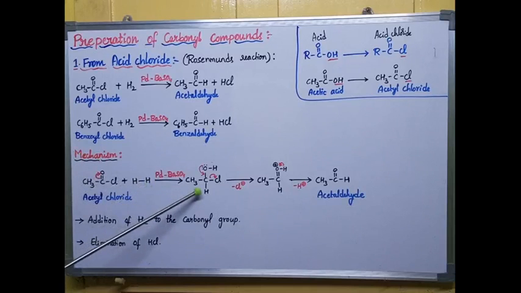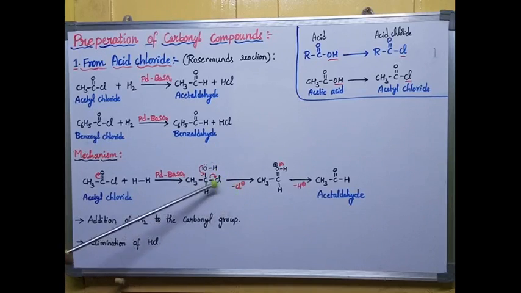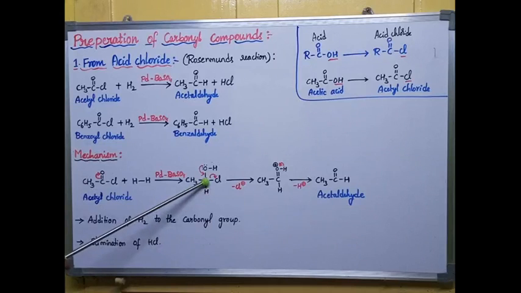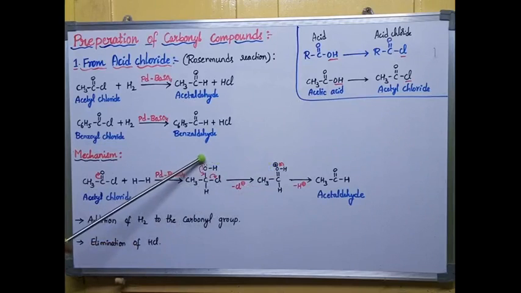In the next step, I'll remove this Cl in the form of a negative charge. Being electronegative, it attracts electrons towards itself and gets the negative charge, and this carbon gets the positive charge. This oxygen has lone pairs, so it donates electrons to this carbon and produces a double bond. This positive charge and this lone pair of electrons form a double bond. As oxygen is donating electrons, it gets the positive charge.